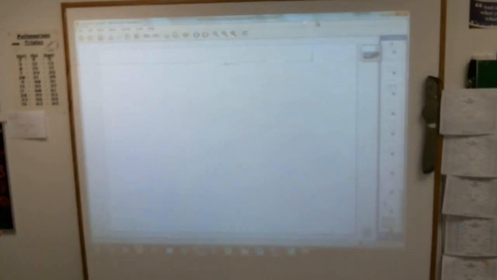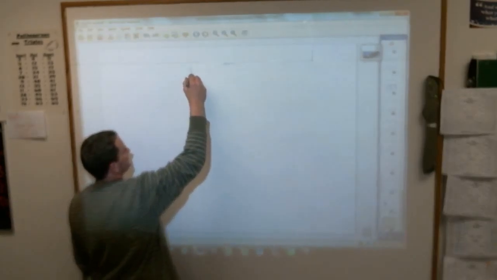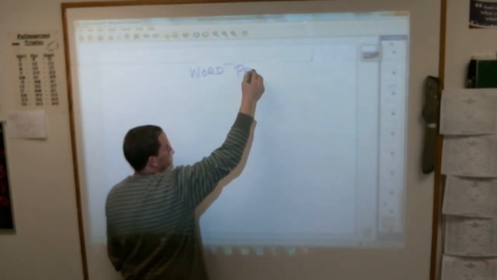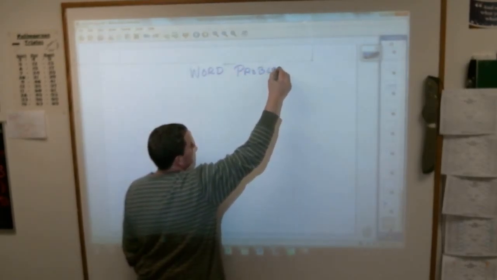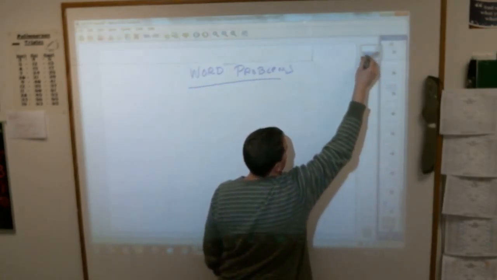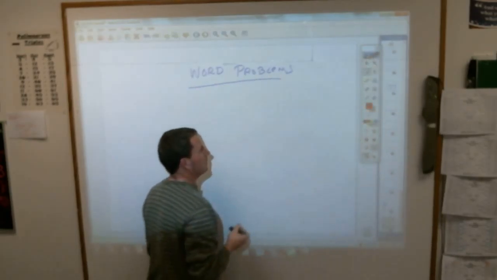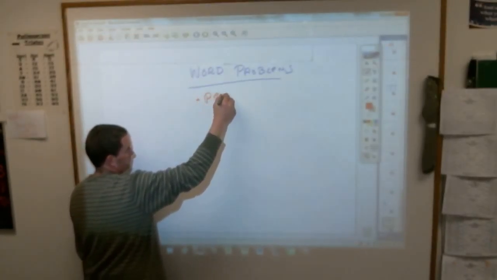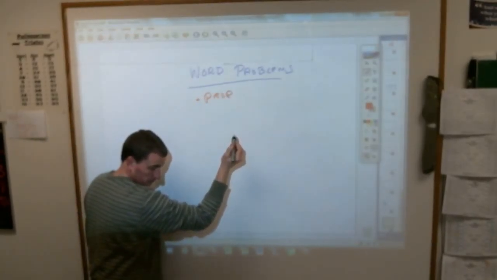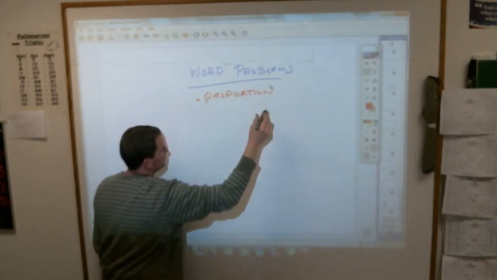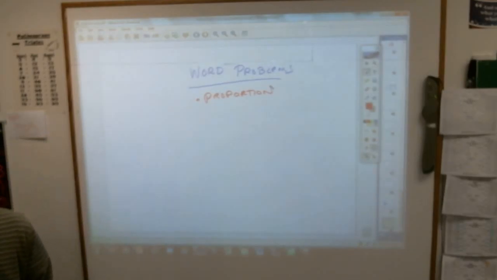Under proportion. Well, actually, word problems. Under word problems, we are specifically looking at, and these are all related, specifically using proportions to solve word problems. And again, we talk about what proportional means.